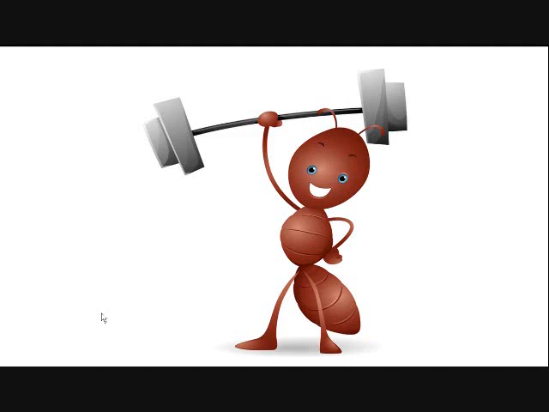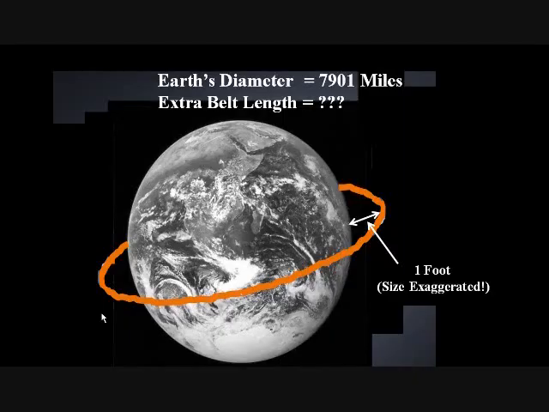At any rate, these ants are really angry in this problem, and what they want is this belt to be lifted 1 foot off of the surface of the Earth all the way around. You can see this figure here. Obviously, I've exaggerated this 1 foot so you can see it. But they want this belt to be lifted off of the surface of the Earth 1 foot all the way around.